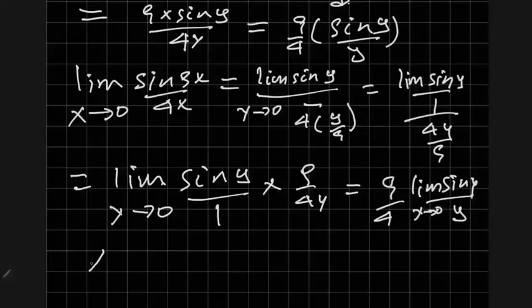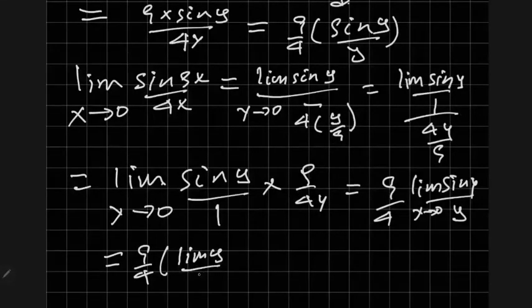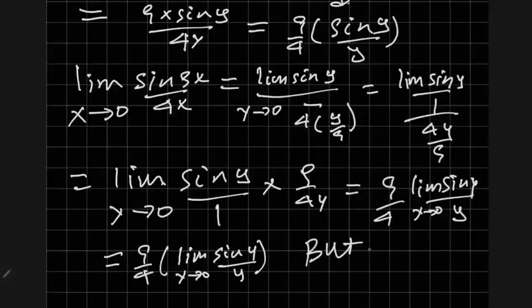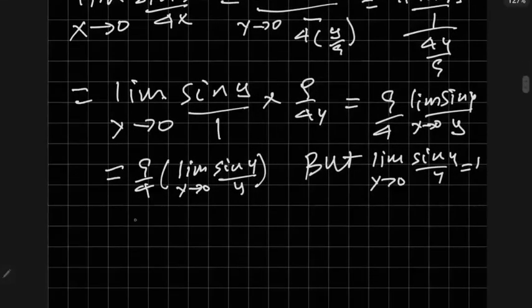So this is equal to 9 over 4 times the limit of sine y over y as y goes to 0. But we know this limit of sine y over y as y goes to 0 is 1. So the thing in the bracket is equal to 1, and this is 9 over 4 times 1. So the answer is 9 over 4.